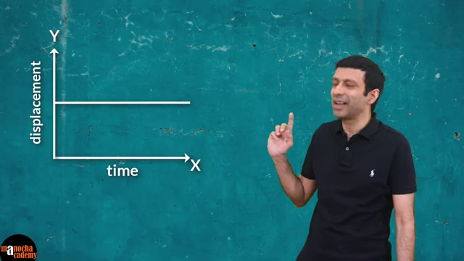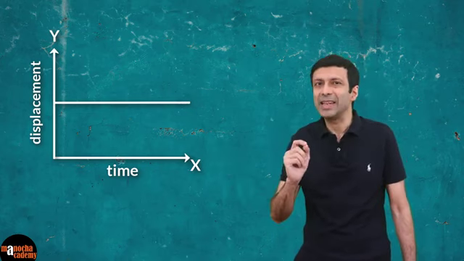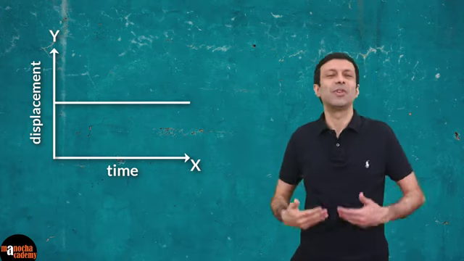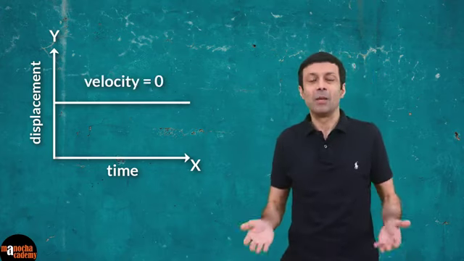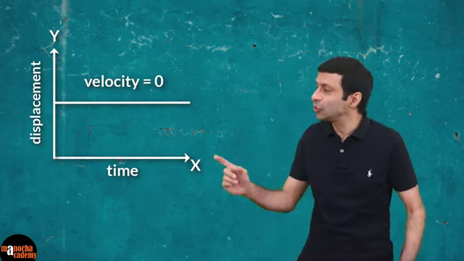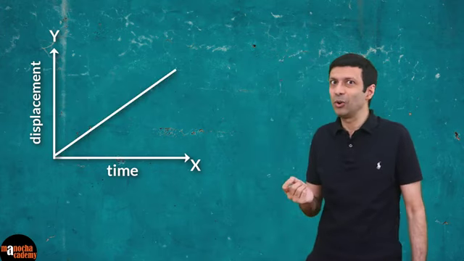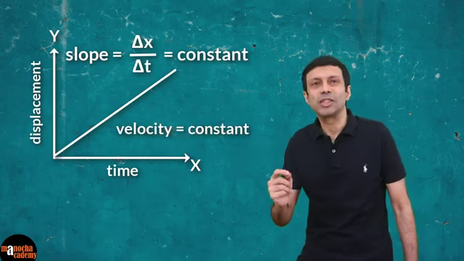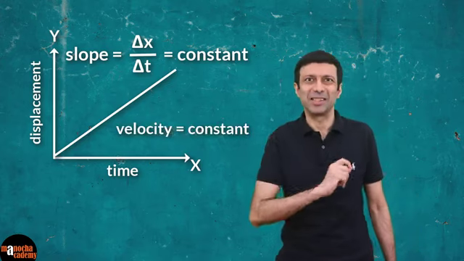For example, if the displacement time graph is a straight line like this, we know the body is stationary. The displacement is constant, so the velocity of the body is going to be 0. But if the displacement time graph is a straight line like this, then what do we know? We can see that the slope is constant, guys. So the velocity of the body is going to be constant.